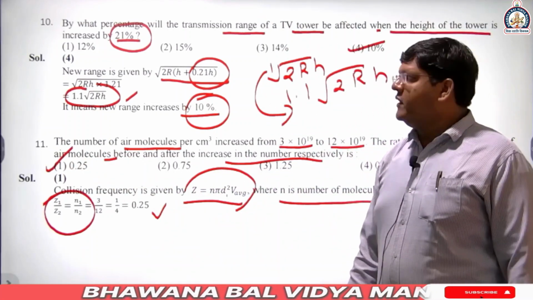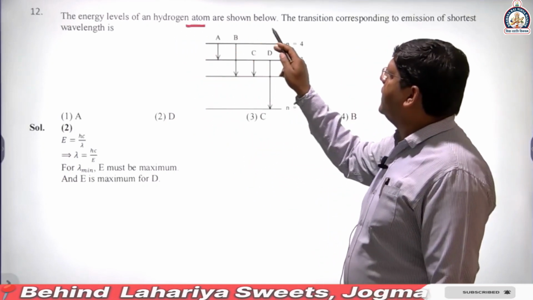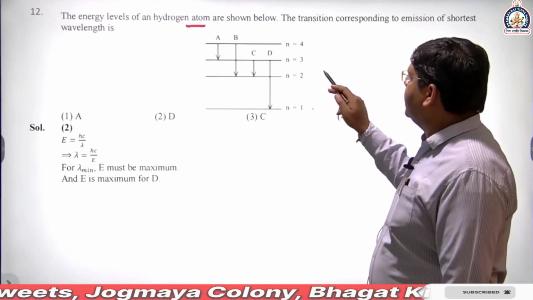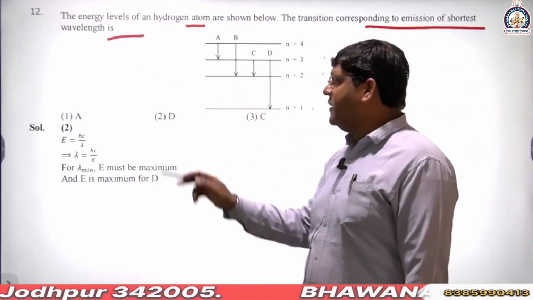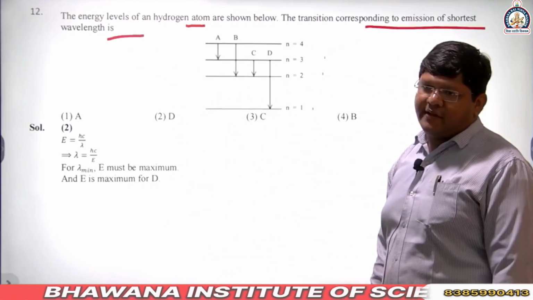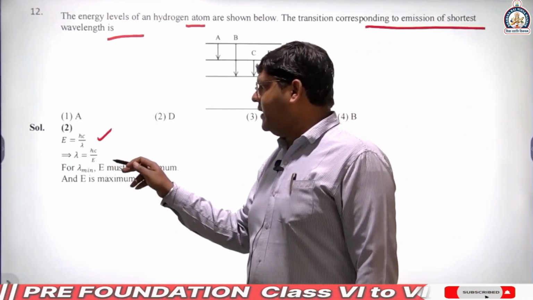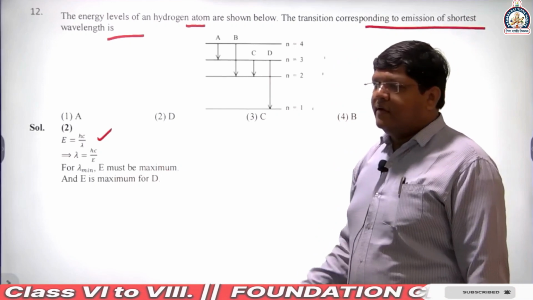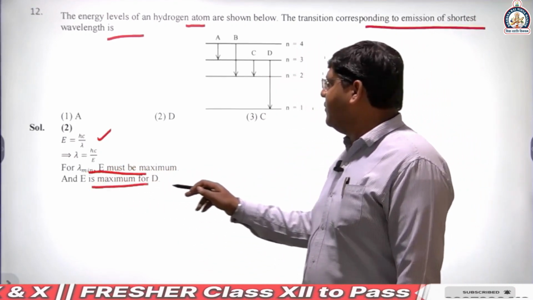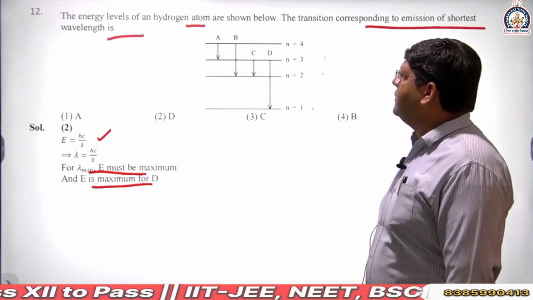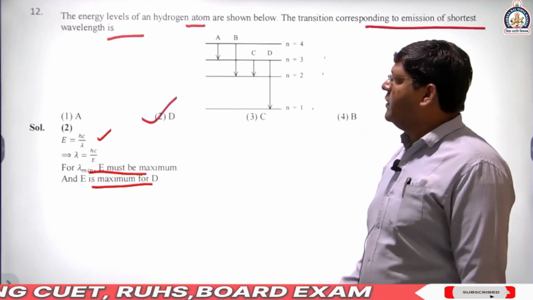Okay. Moving to the next part. The question says, the energy levels of a hydrogen atom are given, ground state, n equals 2, 3, 4. Which transition corresponds to emission of the shortest wavelength? We have to calculate the shortest wavelength. The relation says E is equal to hc upon lambda. Lambda and E are inversely related. Lambda minimum is there when E is maximum, and E is maximum for which value? You can see E is maximum for the D value. So the correct answer is option number 3.